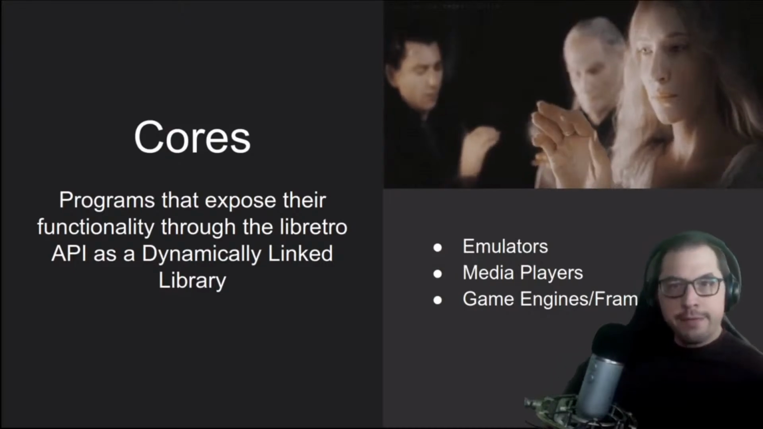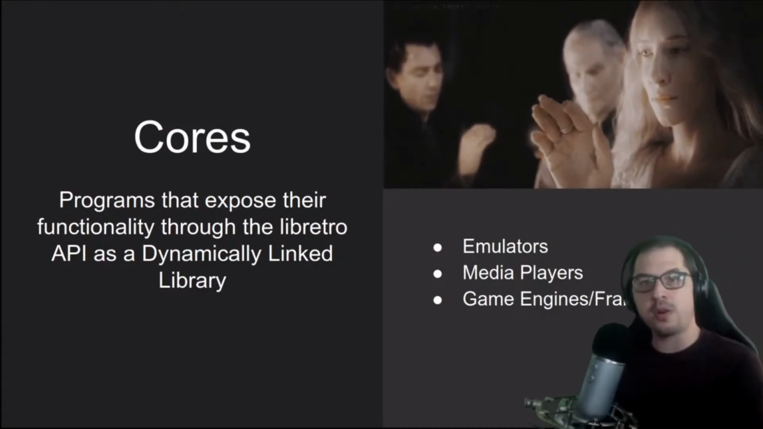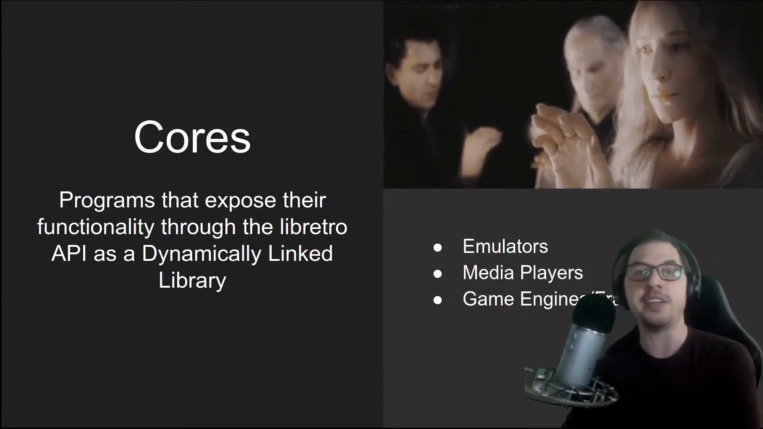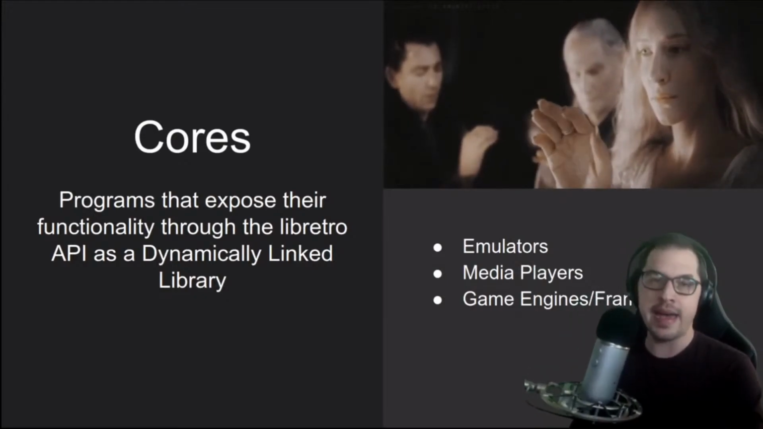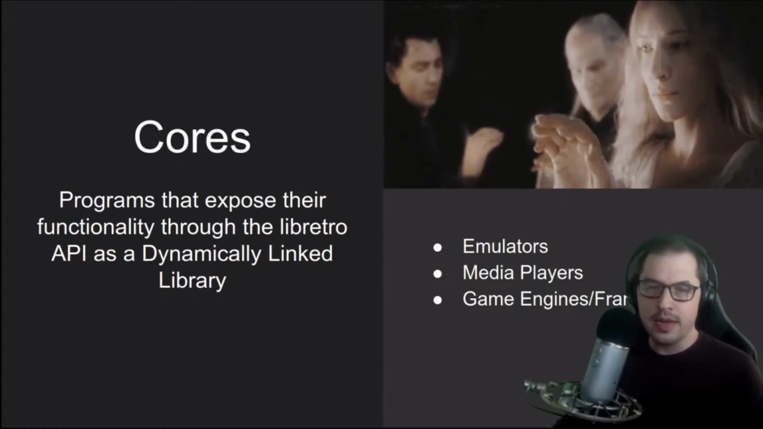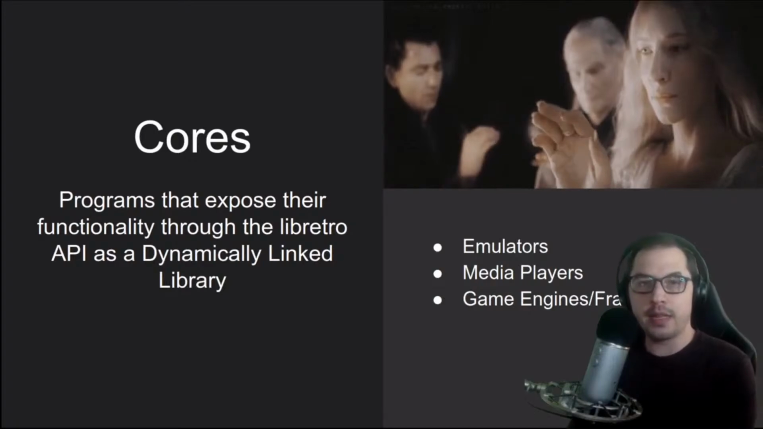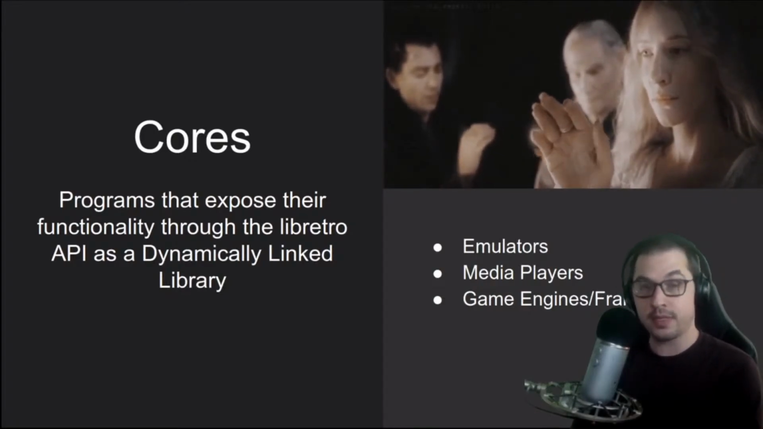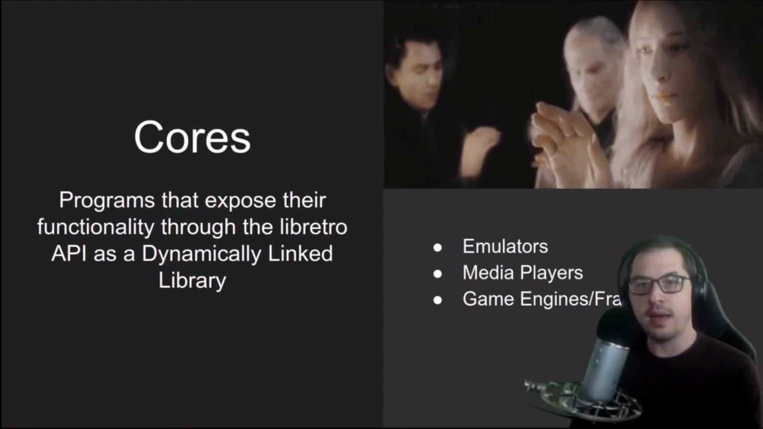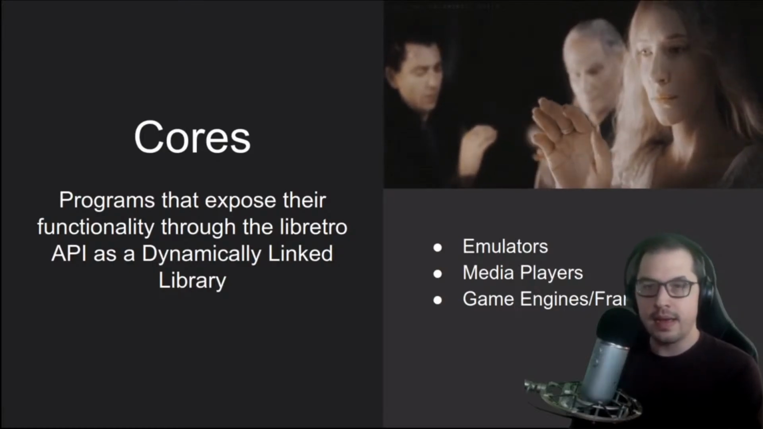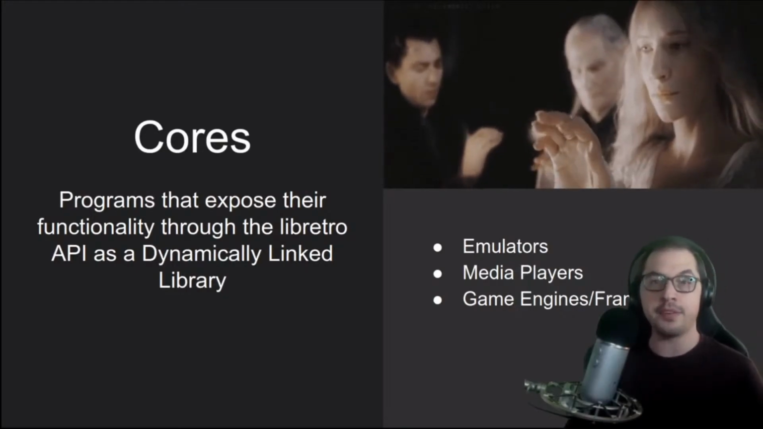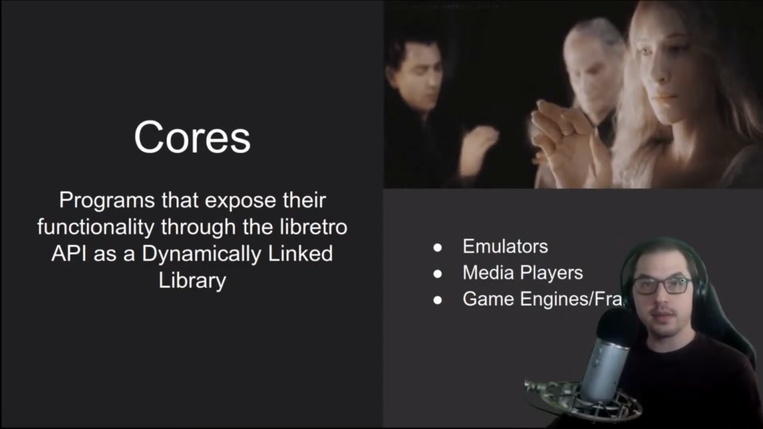So that's it on front ends. But what are Libretro cores? A Libretro core is a program that exposes the meat of its application through the Libretro API as a dynamically linked library. While these applications can have their own standalone implementation, this dynamically linked library allows front ends to use the Libretro API to interact with them in a modularized fashion. There are a number of cores out there, split across a few different categories. I'll just cover emulators, media players, and game engines or game frameworks for this talk.